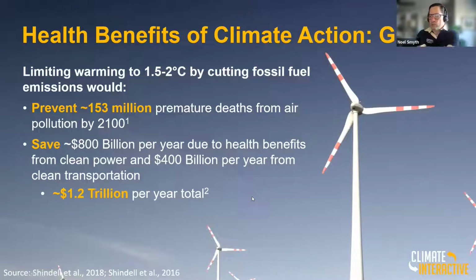And then globally, implementing a model similar to what we've put out, keeping warming between 1.5 and 2 degrees, will prevent 153 million premature deaths from air pollution by 2100. That's just amazing. It's phenomenal. And it would save 1.2 trillion a year due to health benefits and clean transportation. So really huge benefits in terms of human health, and pretty amazing.